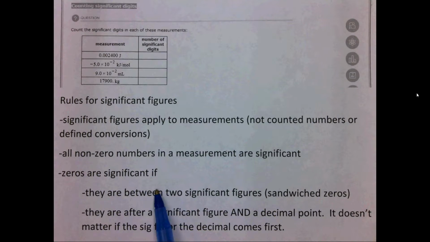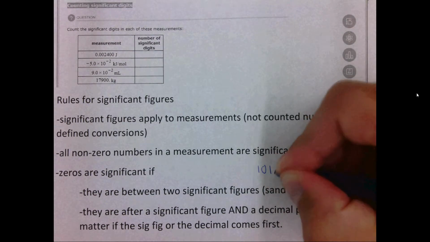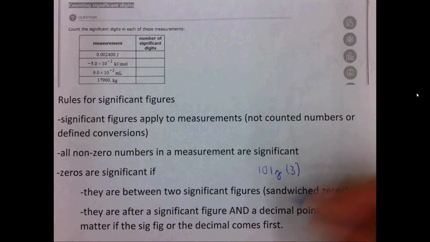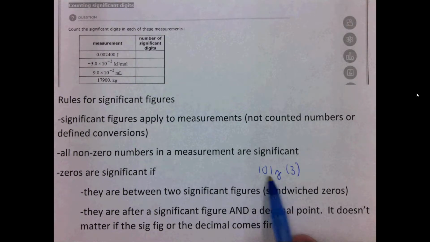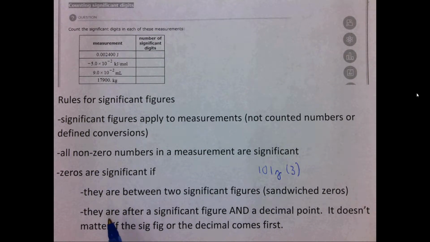Then zeros are significant if they are between two significant figures, sandwiched zeros. An example of this would be like 101 grams. This is 3 significant figures because the 0 is between the 1 and the 1. And the second case is they're after a significant figure and a decimal point. It doesn't matter if the sig fig or the decimal point comes first. So it's really about finding whether or not zeros are significant.